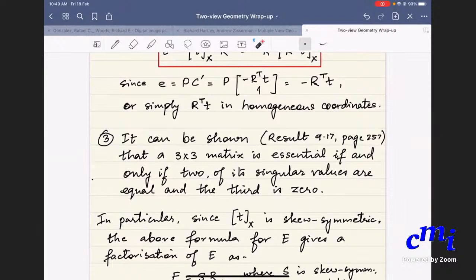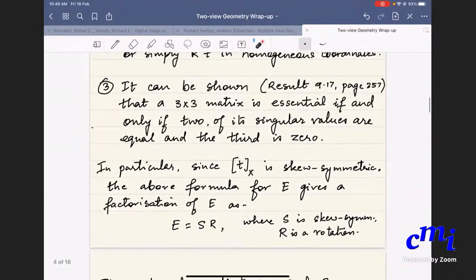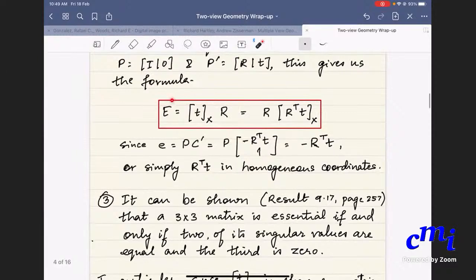What goes into proving this is the following fact. One, that E is written in this way. Then this matrix we have seen is skew symmetric. Remember, for any vector that you put inside here, the cross product with that vector, we have seen that we can express that as a matrix, and that matrix is skew symmetric. So what we have here is a skew symmetric matrix, and here a rotation. So essentially this formula is telling us that the essential matrix can be factorized as a skew symmetric matrix times a rotation matrix.